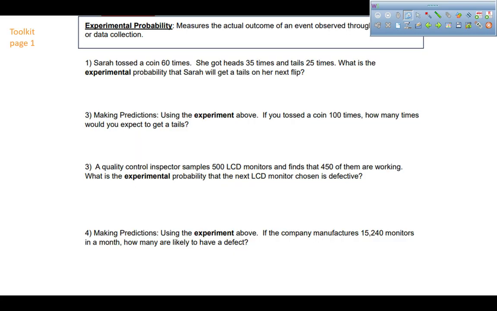So today we're just going to focus on experimental and theoretical probability. So you'll have a new toolkit. This is the last one.